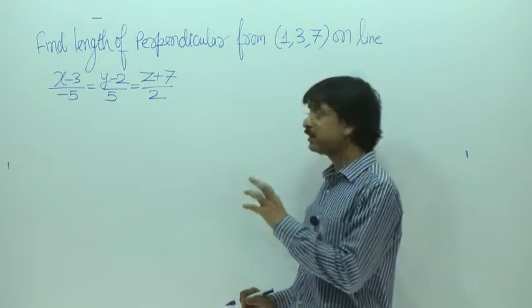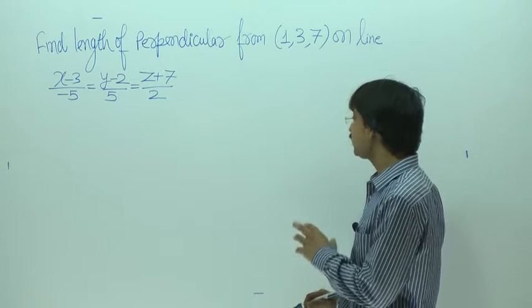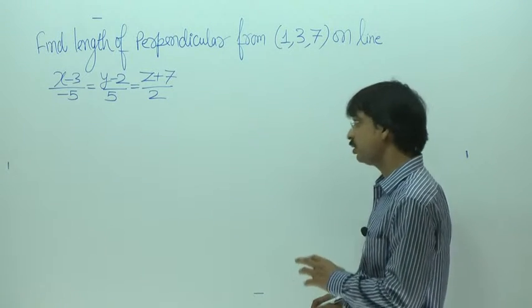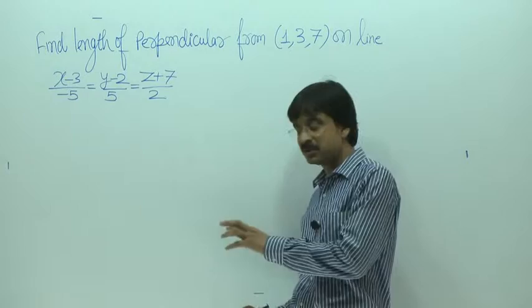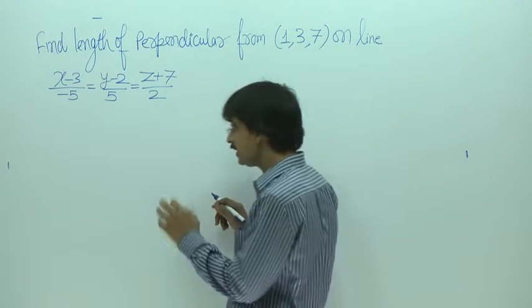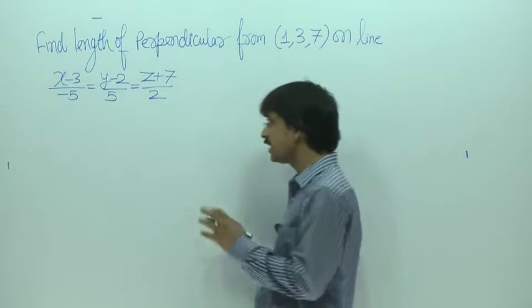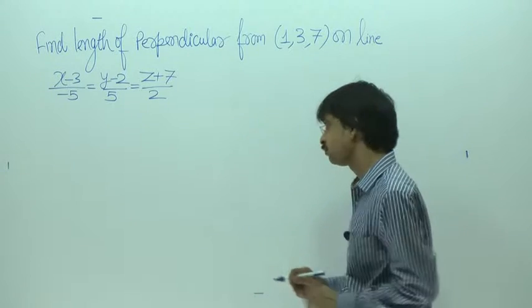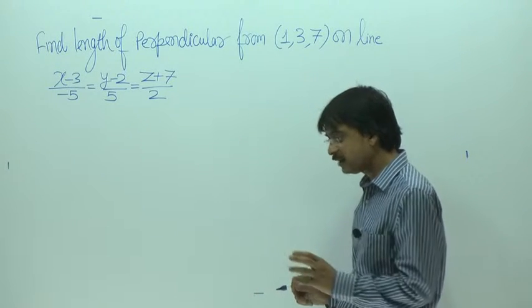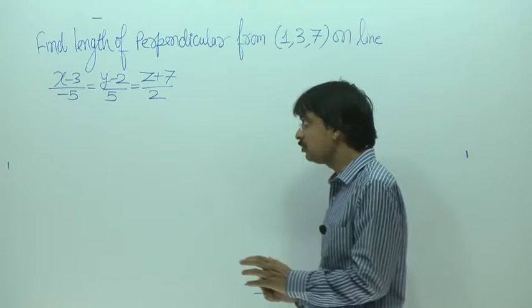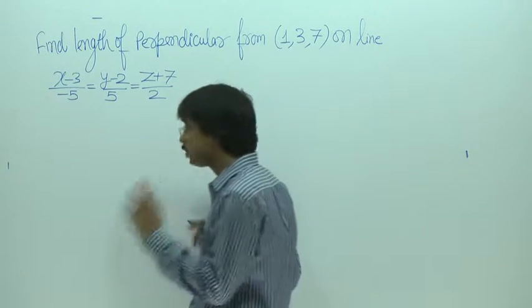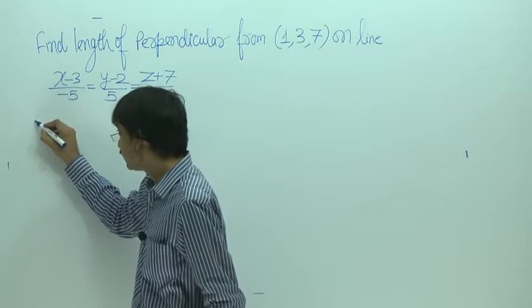Find the length of perpendicular. The question is, find the length of perpendicular from the point (1, 3, 7) on the line, and that line is given to you in the symmetric form: (x minus 3) by minus 5 equals (y minus 2) by 5 equals (z plus 7) by 2. You have to find the length of perpendicular, and that's a shortcut method. Now look how it's happening.